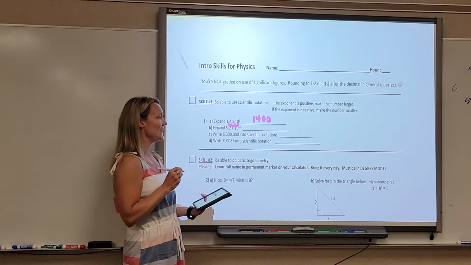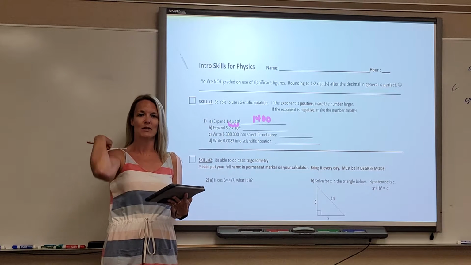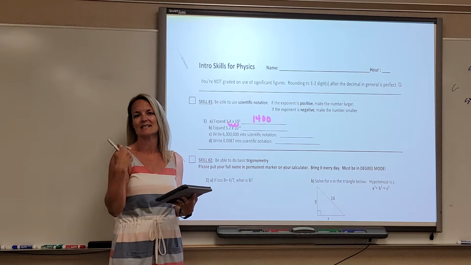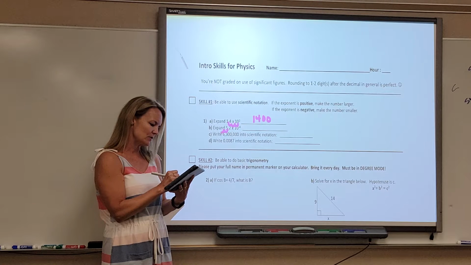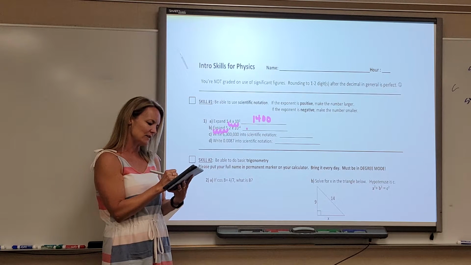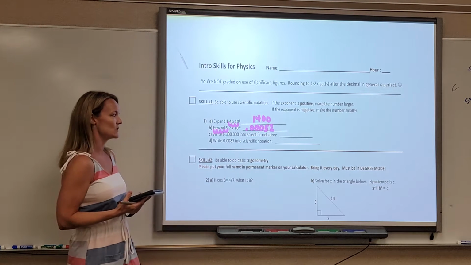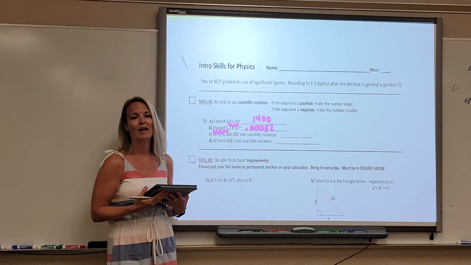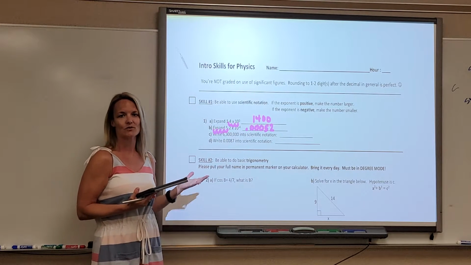For part B, 5.2 times 10 to the negative 4. 4 is how many spots you're going to move the decimal place, negative means make it smaller. So we are going to go 1, 2, 3, 4, which means we got to fill in with 3 zeros before we get to the 5, 2. So 0.00052.